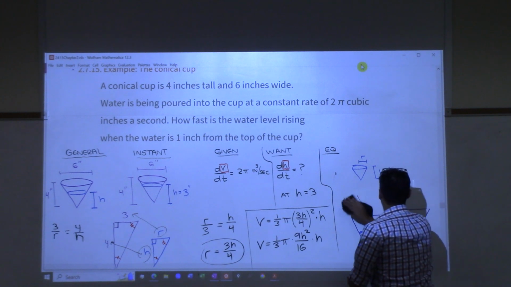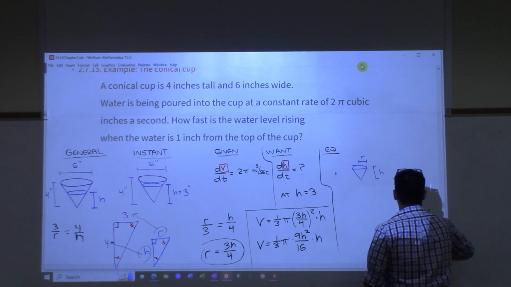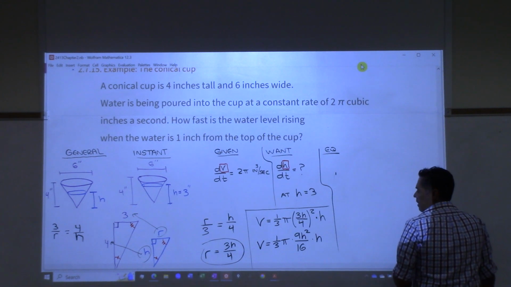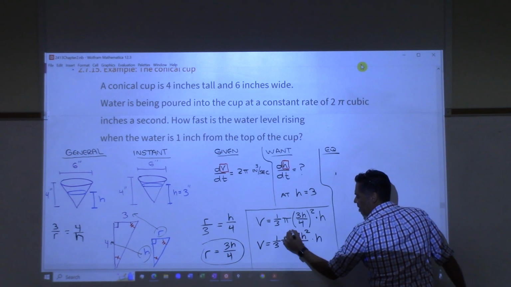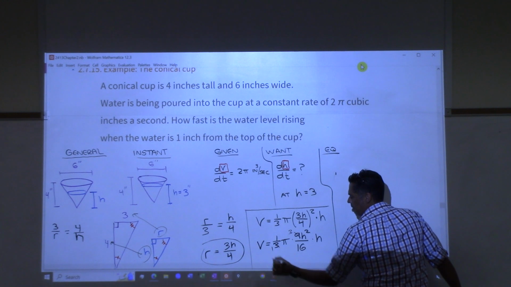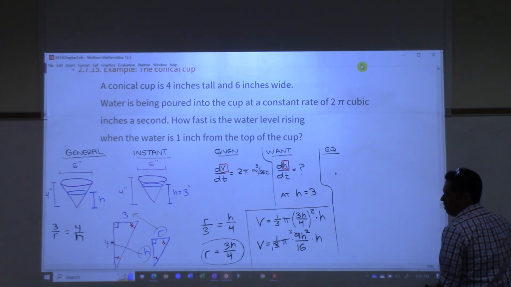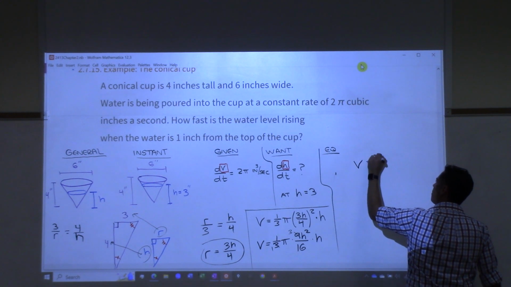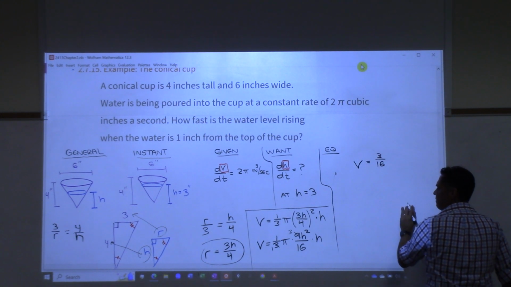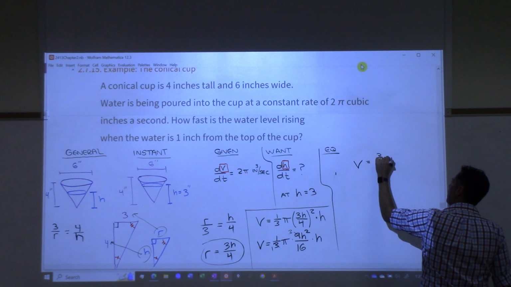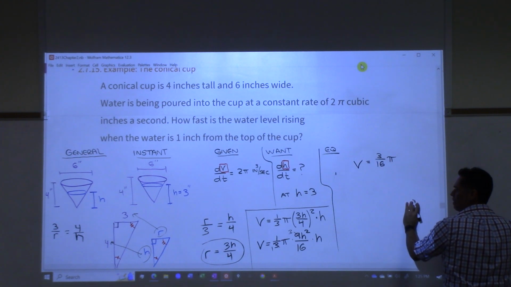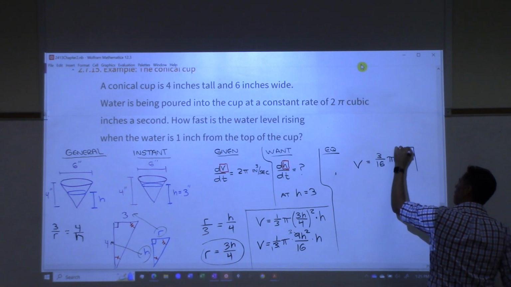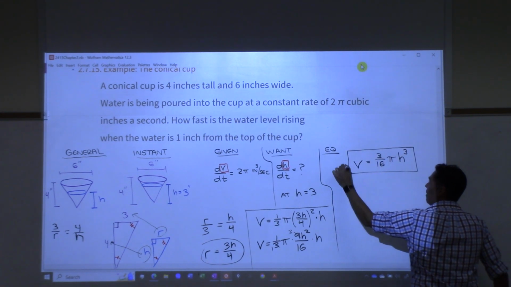I'll come back to this. Let's see, 3 goes into that 9, right? It's about all I can do, I think. So my volume will be, I have a 3 and I have a 16 on the bottom. I still have the pi, and then h squared times h is h cubed. There we go. That's my equation.